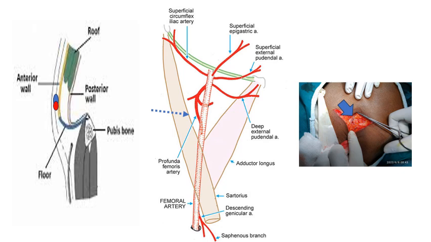So coming to the anterior abdominal wall, not the anterior wall of the inguinal canal, the anterior abdominal wall, you will encounter three vessels. They are the superficial epigastric, superficial external pudendal, and the circumflex iliac artery. Now, these two, this and this, you may not encounter in your hernia surgery.